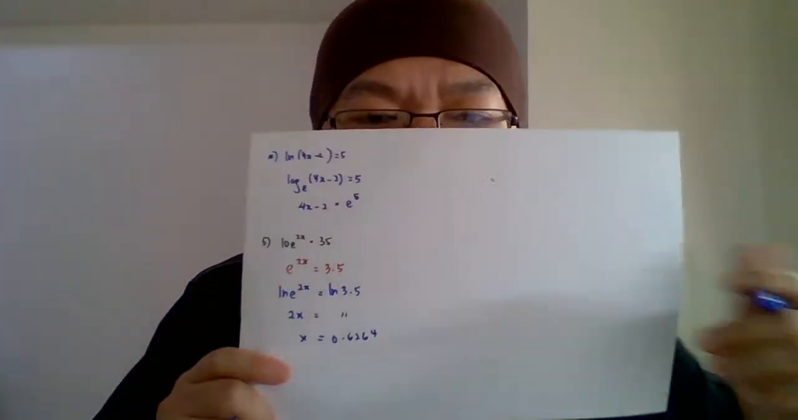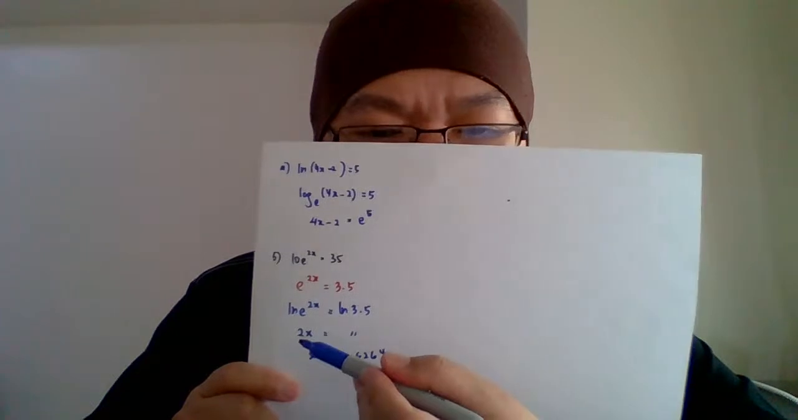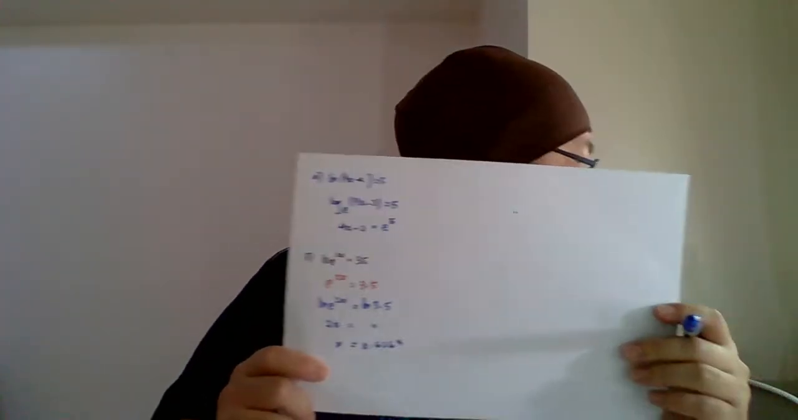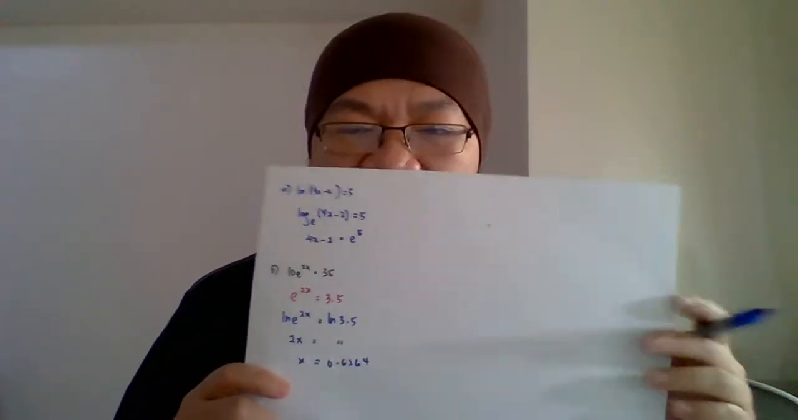Alright, guys. So after we find the value of ln 3.5 and divide by 2, this is the final answer. Now double check with the textbooks. Yes, same answer. 6264, so it's longer. Okay, so that is about example 33.